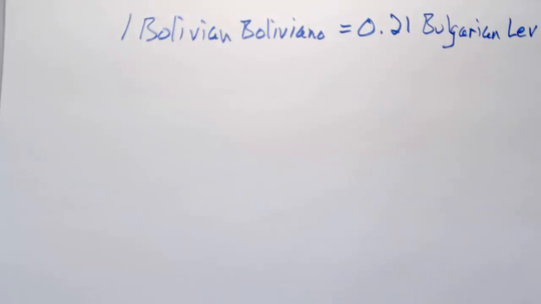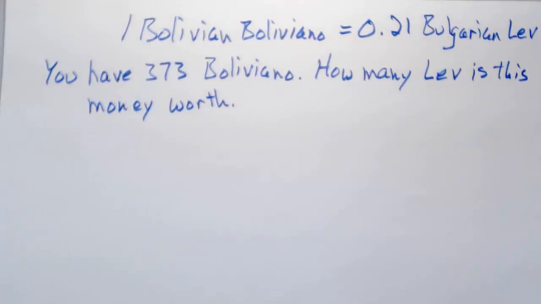One last problem here. I looked up the currency conversions today and picked a couple that I know absolutely nothing about. I found out that 1 Bolivian Boliviano is equal to 0.21 Bulgarian lev. Suppose you've just finished a visit to Bolivia and you have left over 373 Boliviano. Your next stop is going to be in Bulgaria and you'll want to convert your money. How many lev is your money worth?